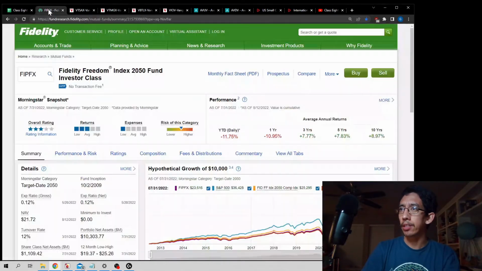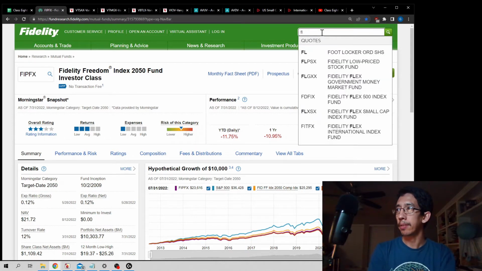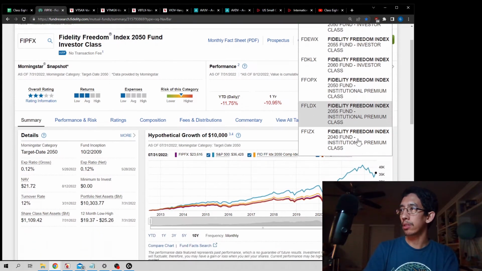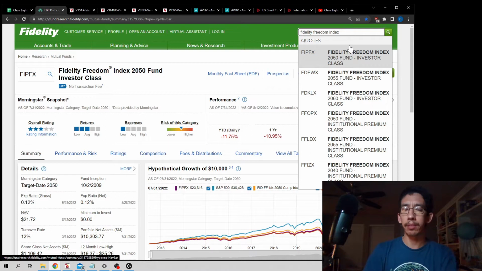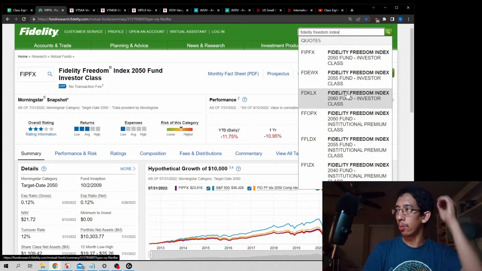A good example of a target date fund might be this one, the Fidelity Freedom Index 2050 Investor Class Fund. What do I like about this one? One, I'm of the age where 2050 is when I retire. You might be different, and so you might want to go to Fidelity's website, type Fidelity Freedom Index, and it's going to show you all these other years. If you don't see your year on there, just plug in a multiple of five that's close to your retirement date, and it'll come up with what you want there.